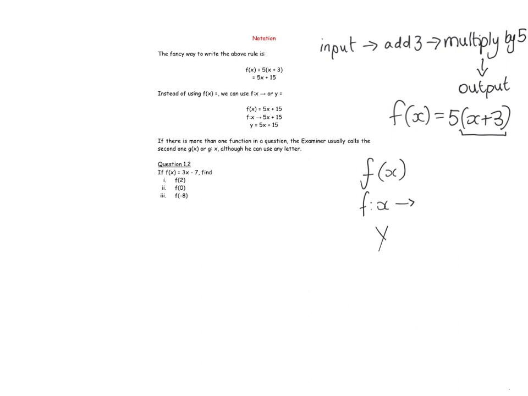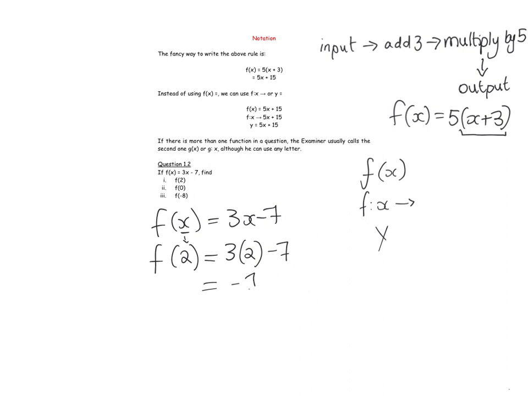So the best way to get to grips with how this works is by just doing a few examples. So if f of x is equal to 3x minus 7, this is question 1.2. What this means is if you take the function, so f usually stands for the function, and you put in 2, what are you going to get out? Well, we replace the x with 2, so we replace all the x's with 2. So it becomes 3 times 2 minus 7, which is going to give you an answer of minus 1. So that's the first one done. That's all you have to do.